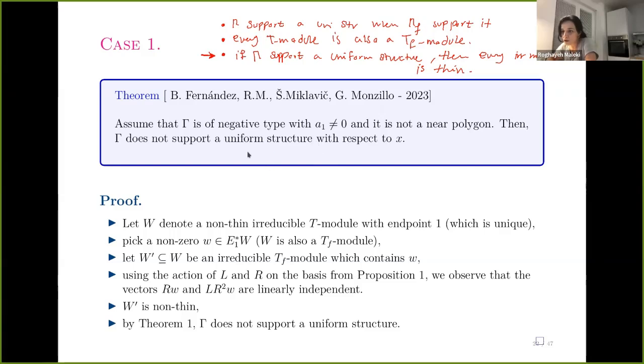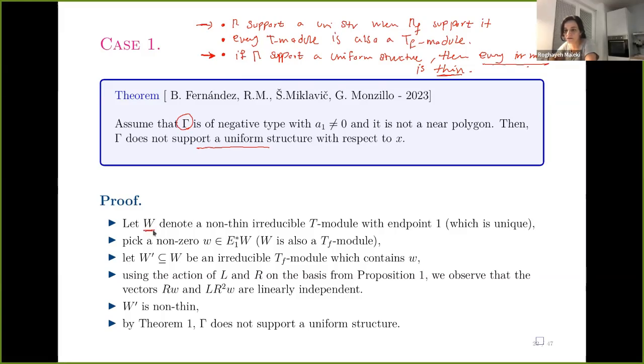Now here, I want to show that my graph does not support a uniform structure. If you remember, this graph is non-bipartite, and I know the result for the bipartite case. So I switch to the case of gamma F. I take an irreducible T module in my gamma F, and I show that it won't stay thin. That means my graph gamma F does not support a uniform structure with respect to x. And using the first part, I can say that the graph gamma, in fact, does not support a uniform structure with respect to x. So this is the whole idea of the proof.